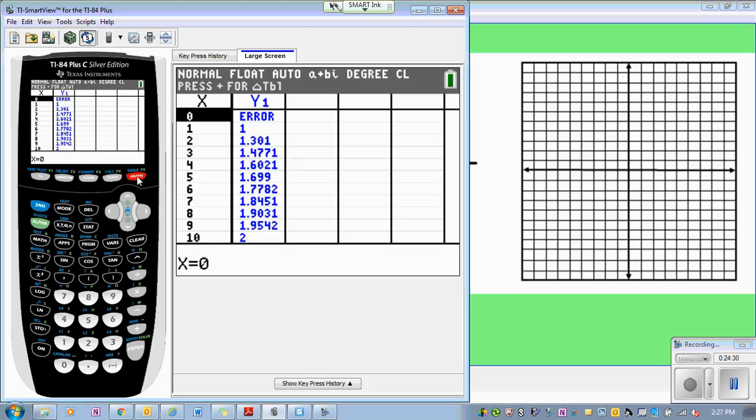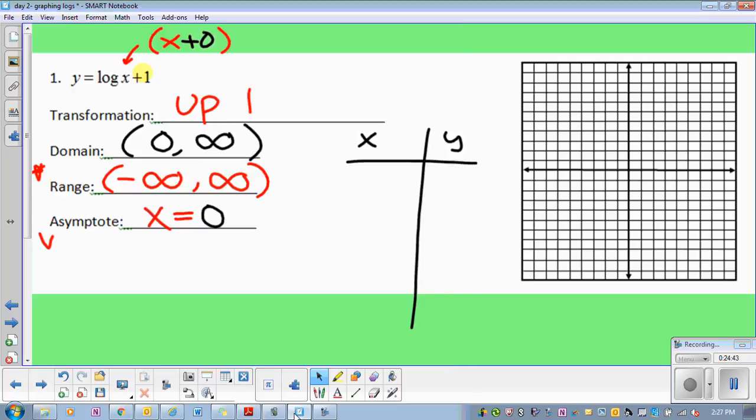So I would always choose the point right after error, especially if it's a nice number like that. So I have 1, 1 and 10, 2. Those are the two numbers that I'm going to choose. 1, 1, 10, 2.